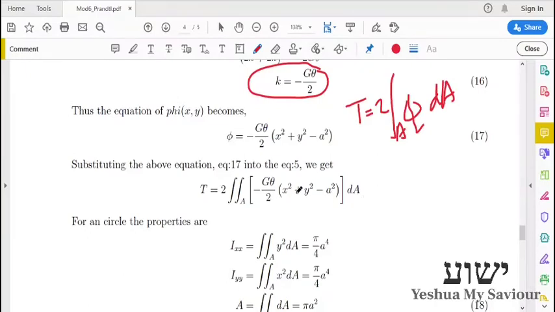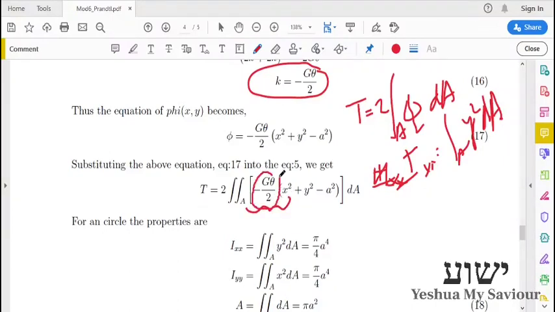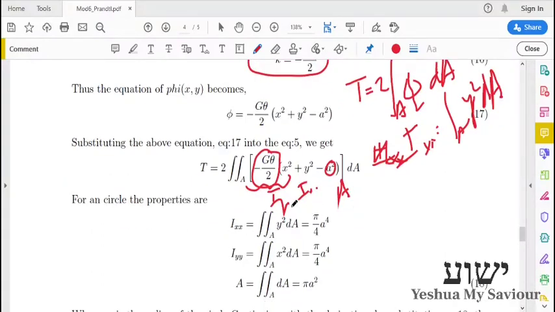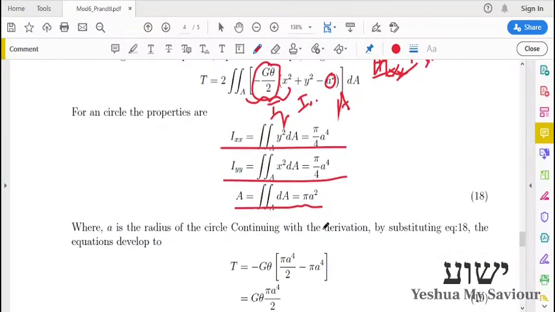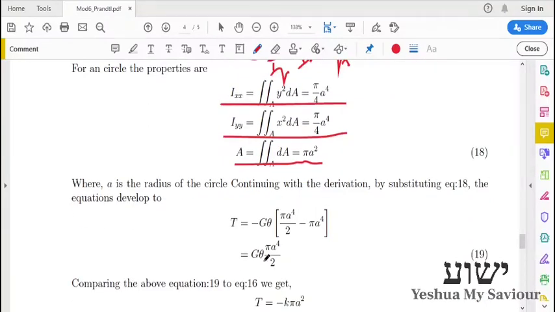dA. So we know that Ixx is equal to the integral of y square dA and so on. So g theta by 2 is a constant, pull it out. The integral over the area of x square dA will give us Iyy. The integral over the area of y square dA will give us Ixx. And the integral over the area dA is A. As we know the radius is a, we will get pi by 4 a to the fourth, this is also pi by 4 a to the fourth, and the area is pi a square. So you can substitute this, and we will get g theta pi a to the fourth by 2. And this is the torque transmitted.